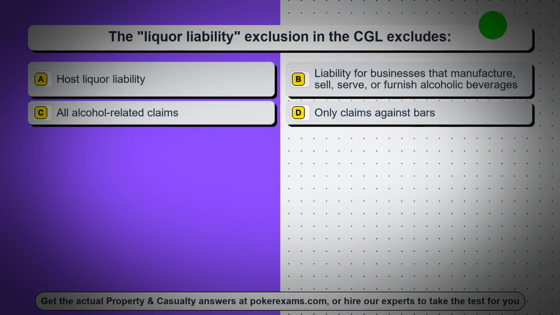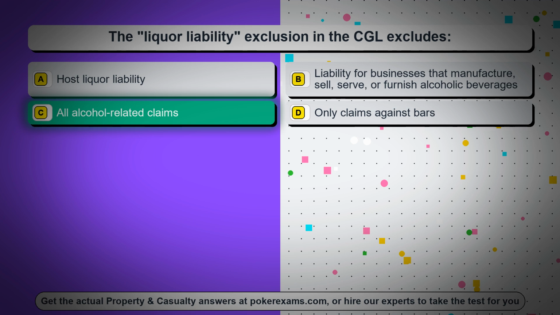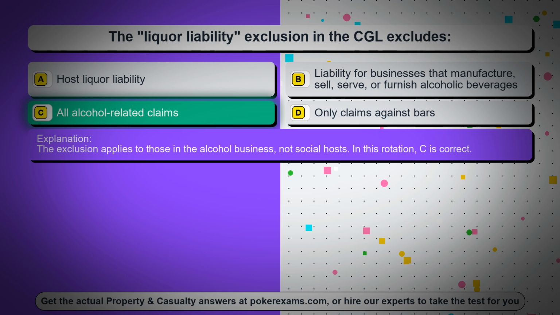Question 47. The liquor liability exclusion in the CGL excludes: option A, host liquor liability. Option B, liability for businesses that manufacture, sell, serve, or furnish alcoholic beverages. Option C, all alcohol-related claims. Option D, only claims against bars. The correct answer is option C, all alcohol-related claims. The exclusion applies to those in the alcohol business, not social hosts. In this rotation, C is correct.